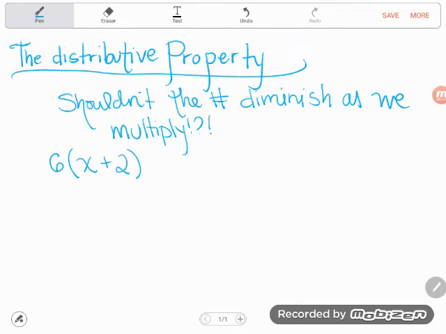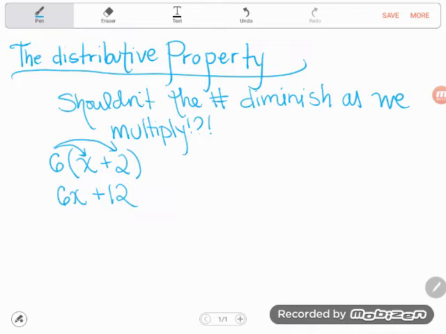Okay, so for example, 6 times the quantity of x plus 2, we could pass that multiplication out. 6 times x would be 6x. And 6 times positive 2, or adding 2 six times, would be 12. And so that's the distributive property. We teach it all the time in math, and it's used in lots of different ways, from the multiplication algorithm up until high algebra. But Kendra is wondering, why doesn't the number diminish?